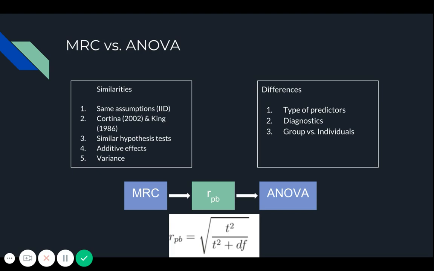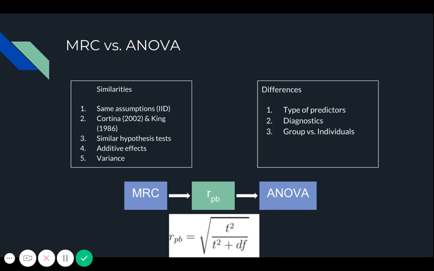They also have similar hypothesis tests in that they both report omnibus and simple effects of predictors. However, in ANOVA, as I mentioned earlier, you have to run post hoc tests in order to determine if there are simple effects. The residuals are additive, and again, this is because they're both part of the GLM, which is restricted to an additive model. And then finally, they both focus on variance. In ANOVA, the F statistic is a ratio of variances of our mean squares, and in MRC, we are testing to see how well our regression coefficients can account for variance in our dependent variable.